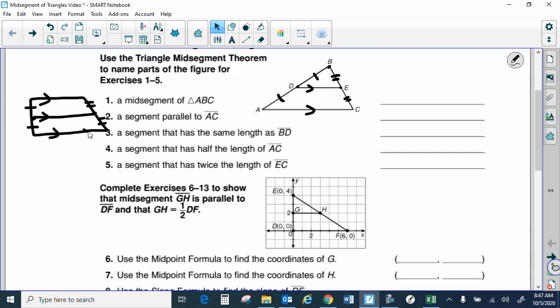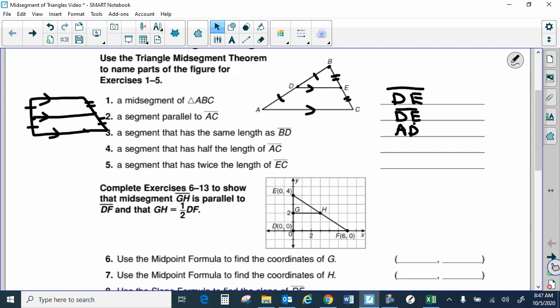Okay, so it says, use the triangle midsegment theorem to name the parts of the figure for exercises 1 through 5. A midsegment of triangle ABC. The midsegment is therefore segment DE, and you must have the segment symbol above it. Without the segment symbol, it means the distance from D to E. A segment parallel to AC. Remember, the midsegment is parallel to AC, so it's also segment DE. A segment that has the same length as BD. Well, here's BD. The other segment is segment AD.